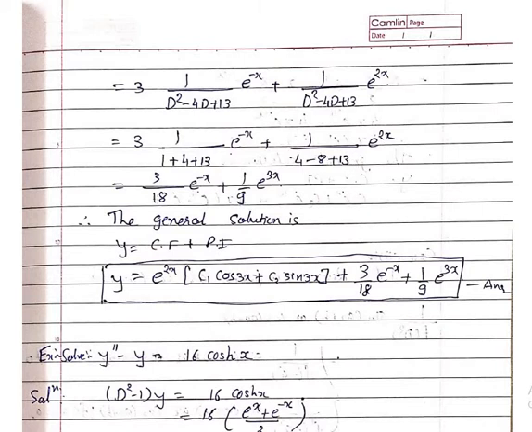Simplifying this, that will give 3 upon 18 e^(−x) plus 1 upon 9 e^(2x). And therefore the general solution is y = CF + PI. That is y = e^(2x)(c1 cos 3x + c2 sin 3x) + 3/18 e^(−x) + 1/9 e^(2x).